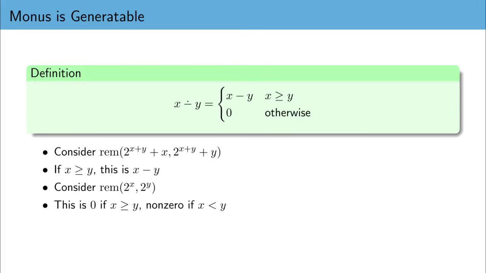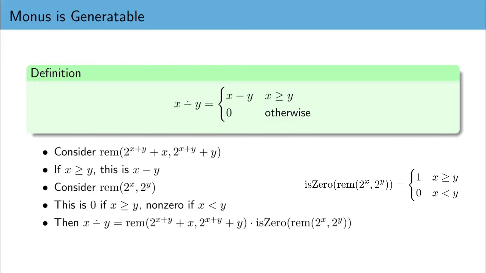This is 0 if x is at least y, and non-zero if x is less than y. If we use our is0 function to flip that around, that's exactly what we're looking for. x minus y is the remainder when 2 to the x plus y plus x is divided by 2 to the x plus y plus y, times is0 of the remainder when 2 to the x is divided by 2 to the y. Now that we have Monus, we can do division.